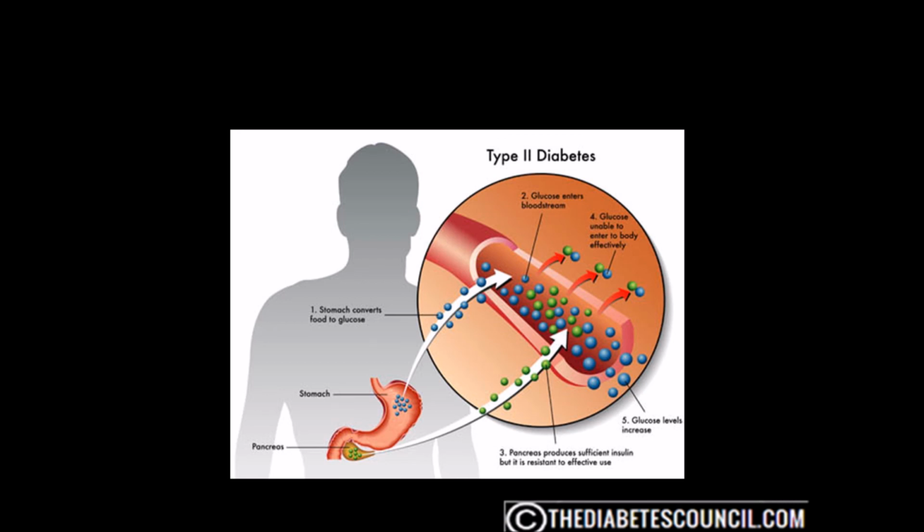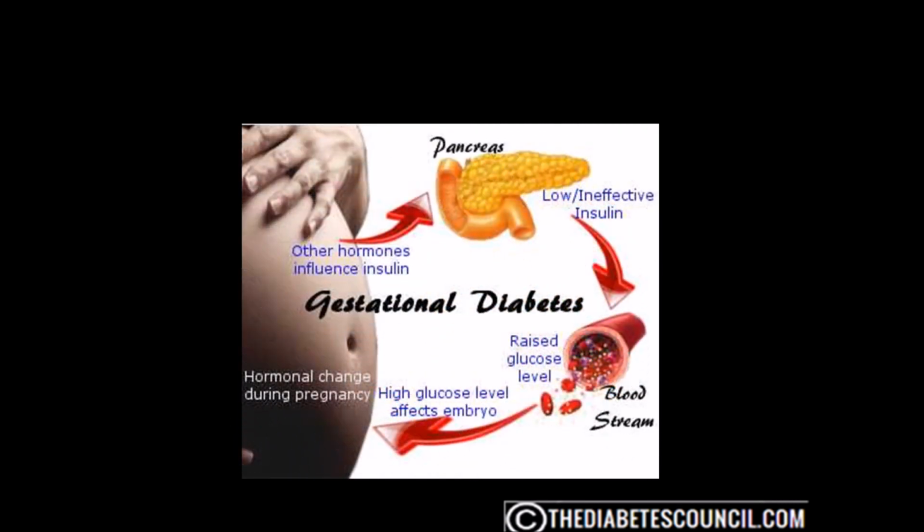Now, a quick word about gestational diabetes. Hormone changes during pregnancy can affect insulin's ability to work properly. This condition, called gestational diabetes, occurs in about 4% of all pregnancies. Gestational diabetes is tested for during the pregnancy and is treated if present. Usually blood sugar levels return to normal about 6 weeks after giving birth.